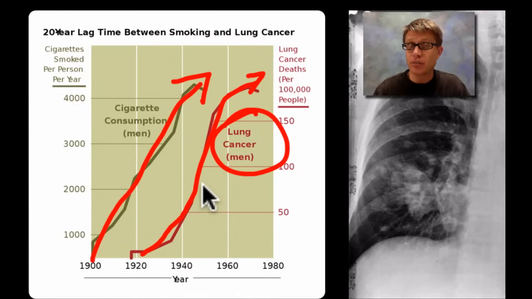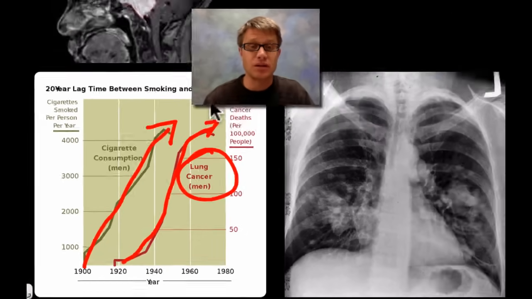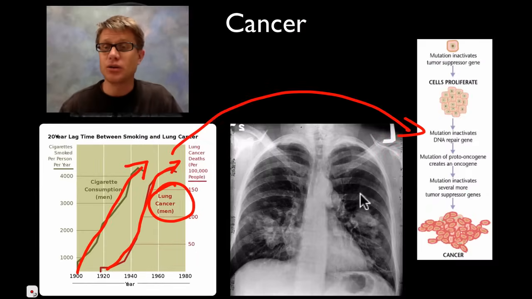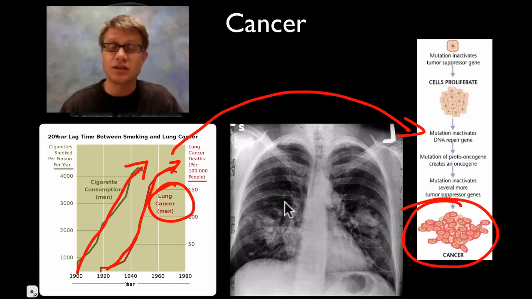There's genetic predisposition, but we can also have carcinogens. In this case, it's chemicals found within the smoke that can cause mutations and cause cells to become cancerous. But what is it? It's just uncontrolled cell growth, uncontrolled mitosis.